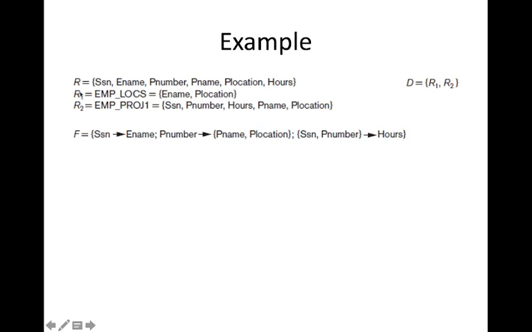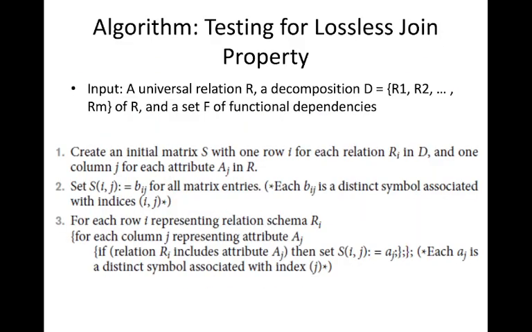Now we have to check whether, when R is decomposed into R1 and R2, they have the lossless join property or not. We have already seen this example, EMP_LOCS and EMP_PROJ. It does not satisfy the lossless join property, the non-additive join property. So how do we check this with the algorithm? The first step in this algorithm is to create an initial matrix S.